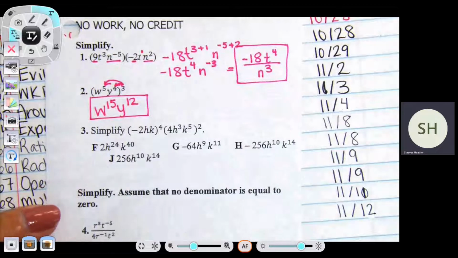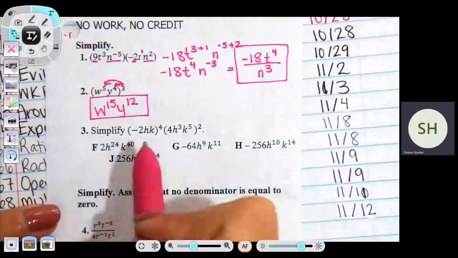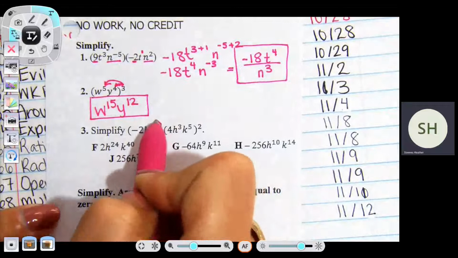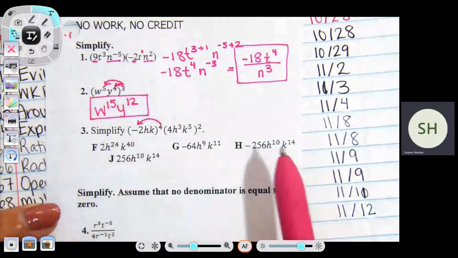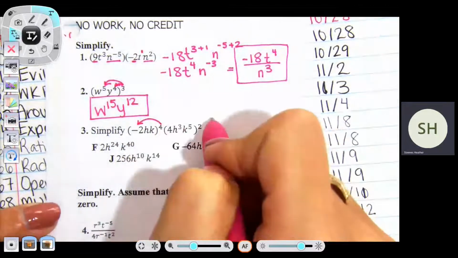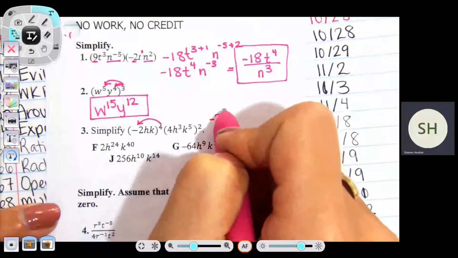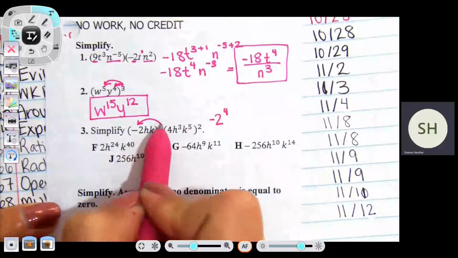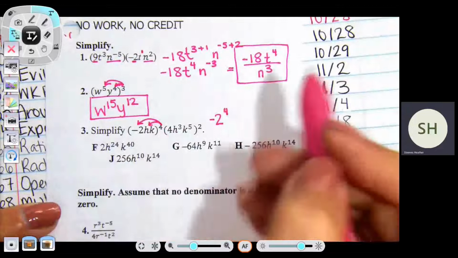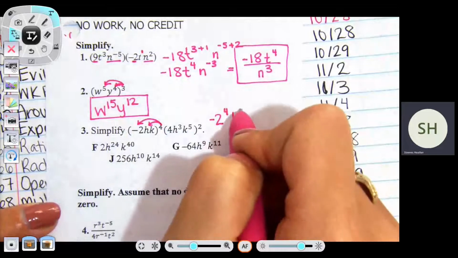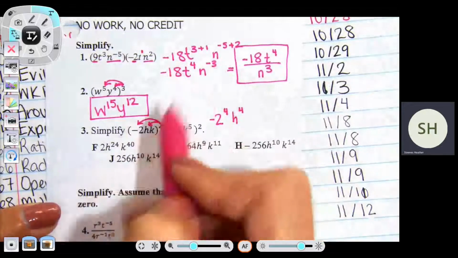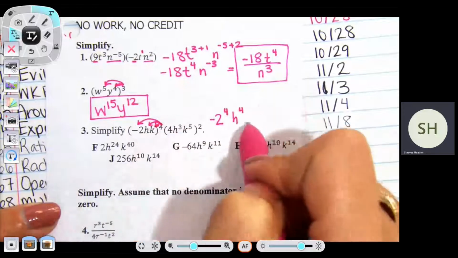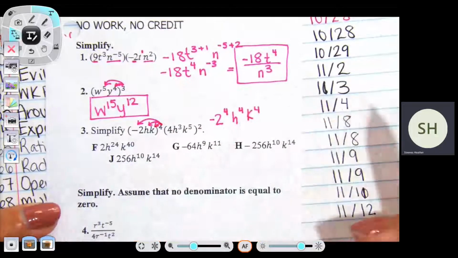3, this is multiple choice. You have to distribute first your 4 into the first set of parentheses. So this is -2 to the power of 4. Then you also go to the h. H has a power of 1, so you have h. 1 times 4 makes 4. Then k also has a power of 1, so it's really just getting a power of 4.